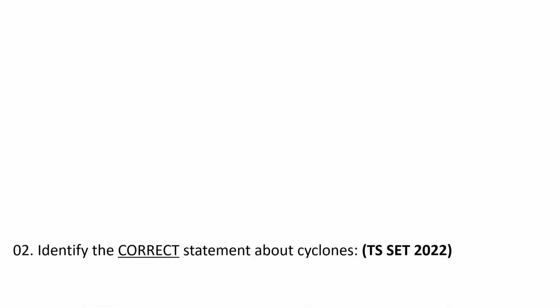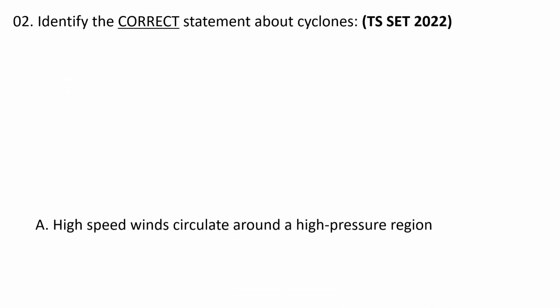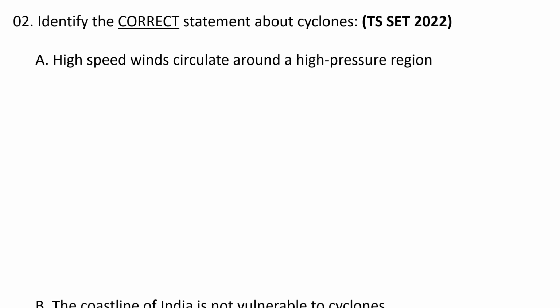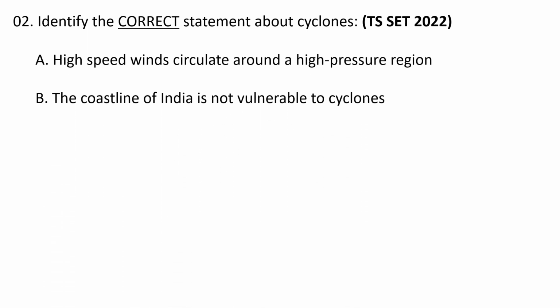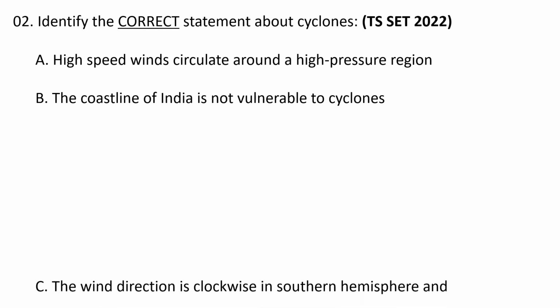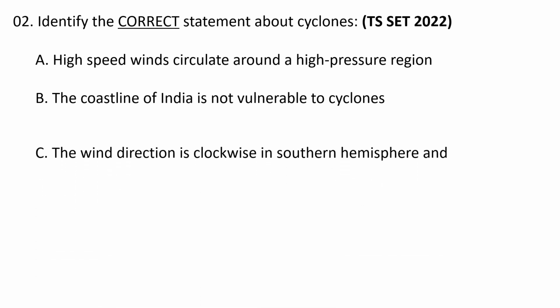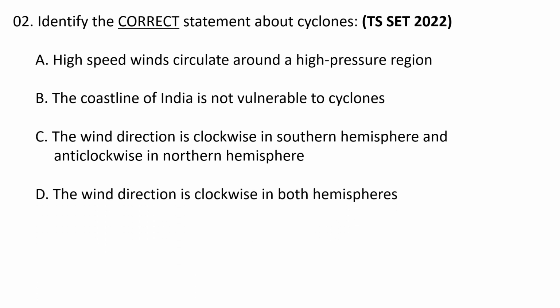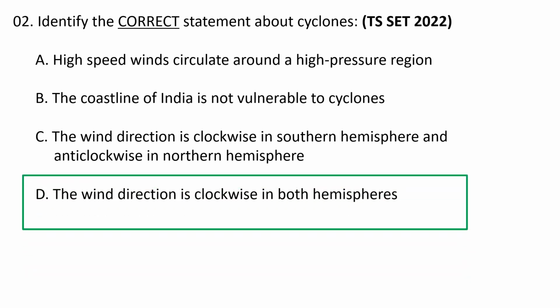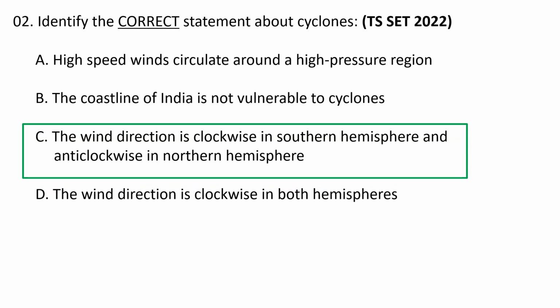Next question. Identify the correct statement about the cyclones. Choices are A. High speed winds circulate around a high pressure region. B. The coastline of India is not vulnerable to cyclones. C. The wind direction is clockwise in southern hemisphere and anti-clockwise in northern hemisphere. D. The wind direction is clockwise in both hemispheres.